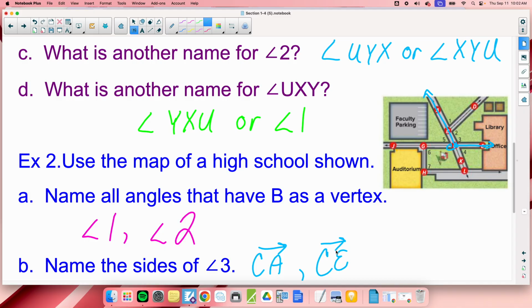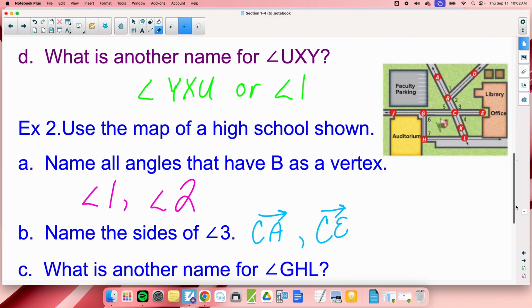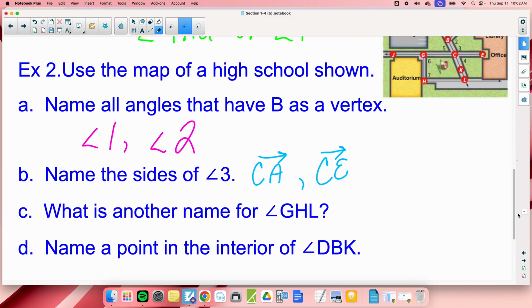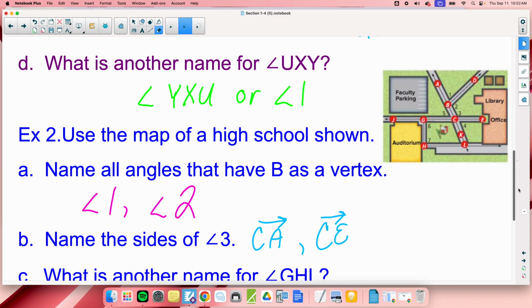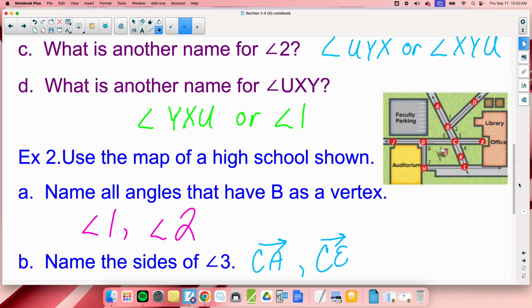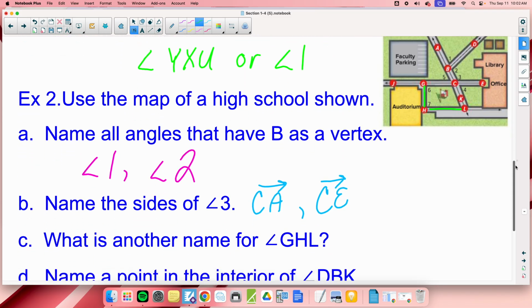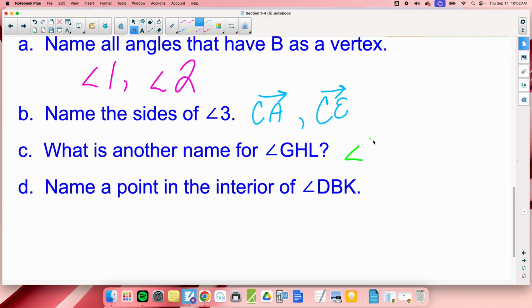Okay. Then we're going to go to, what is another name for angle GHL? So if we copy that, GHL. What would be an easy way to name that? Angle 7. That would be your easiest, okay?